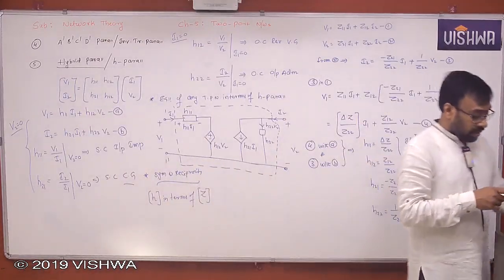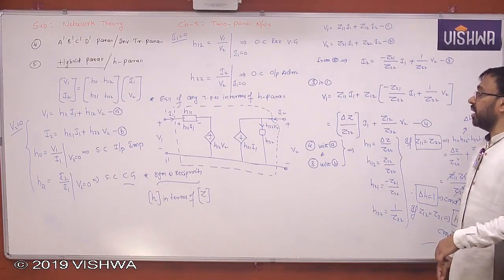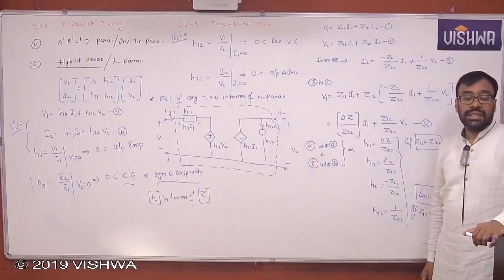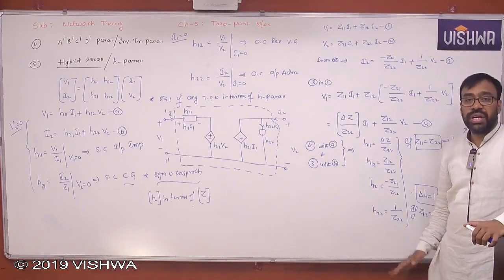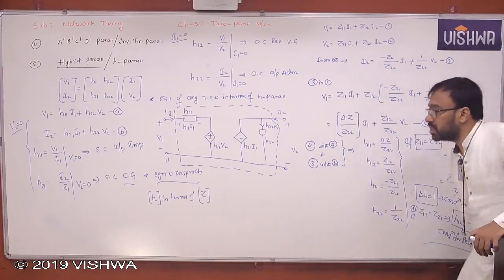Okay. So students, I guess you understand how we derive the condition for symmetry and reciprocity, and how to construct the equivalent of any two-port network in terms of H, in terms of Z, in terms of Y. Please take this down quickly.